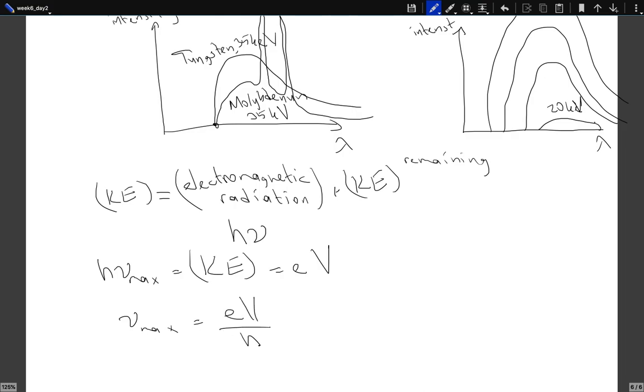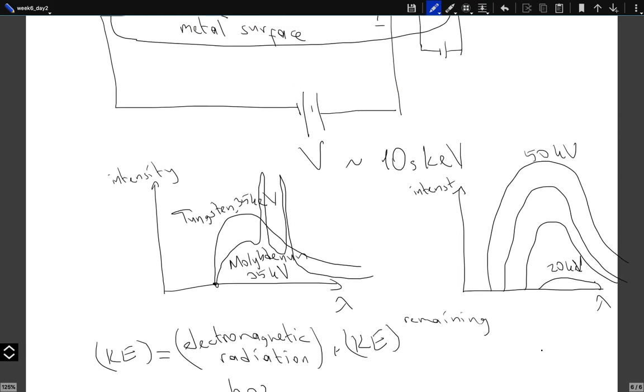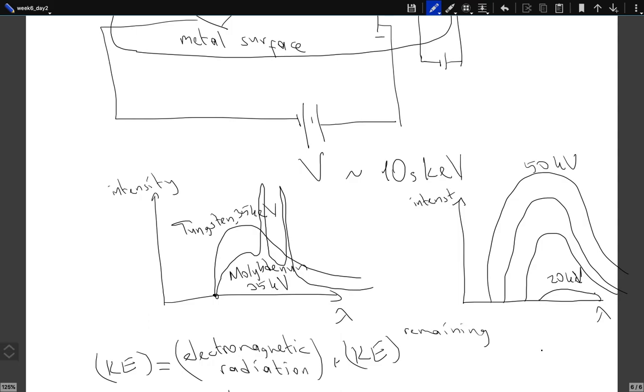So we know what nu max is. This is just eV over h. So this is c over lambda min. So this tells me that the minimum wavelength would be just hc over e times 1 over V. In fact, that was determined first experimentally. And the coefficient of 1 over V, if you look at the upper graph, the larger the V, the smaller the lambda. So lambda just decreases inversely with the voltage.